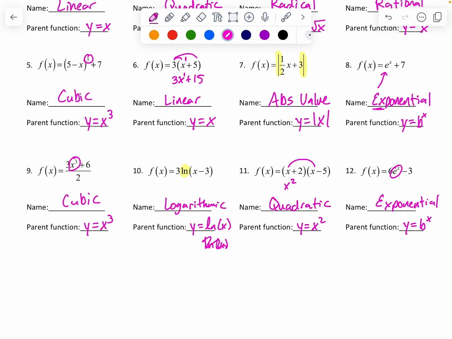Okay, hopefully that is helpful. The practice should be pretty quick because we're just identifying different types of functions. So good luck and have fun.